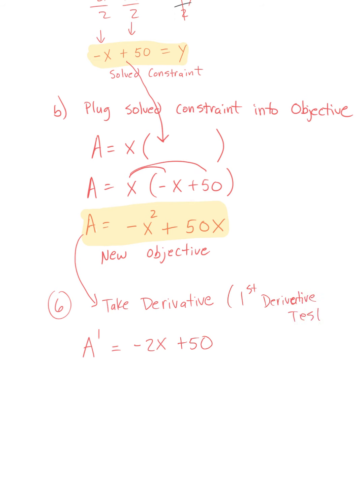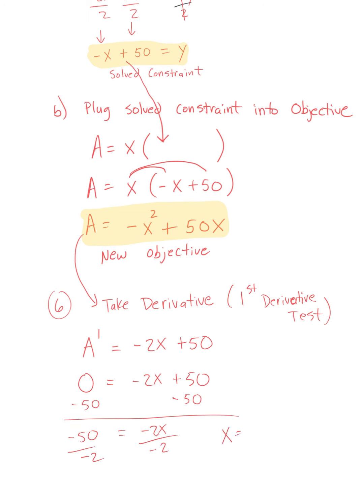All right, so if you remember, that's where we set our derivative equal to 0 and solve for x. So a little bit of algebra here. I'm going to subtract 50 from both sides. So negative 2x is equal to negative 50. And then I'm going to divide by negative 2. So my x is equal to, it looks like, positive 25. All right, so there is my x-intercept.